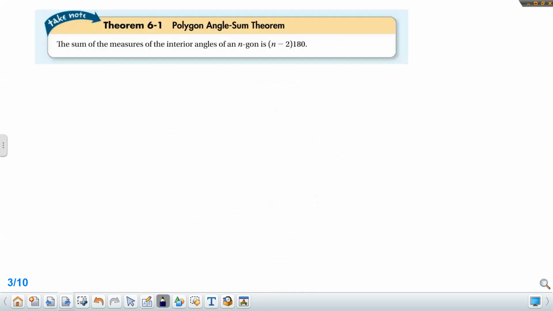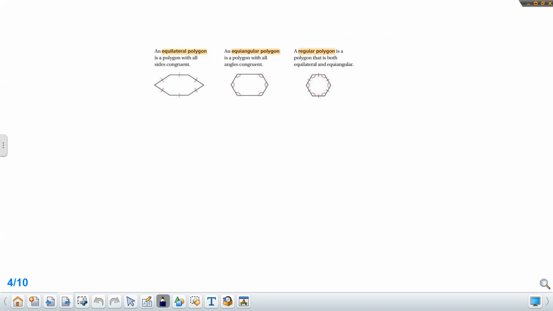First rule, how to find the sum of measures of interior angles of any polygon: it equals n minus 2, all times 180, where n is the number of angles or number of sides.